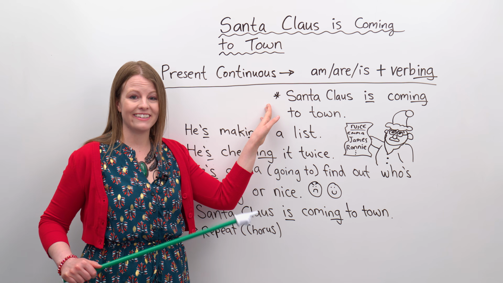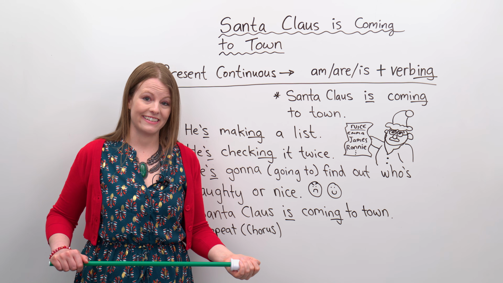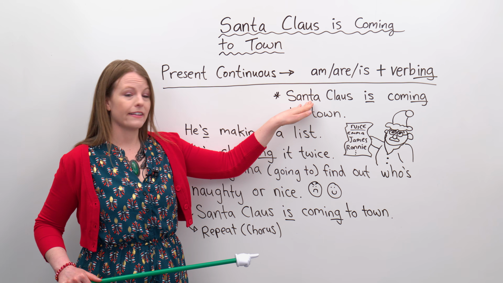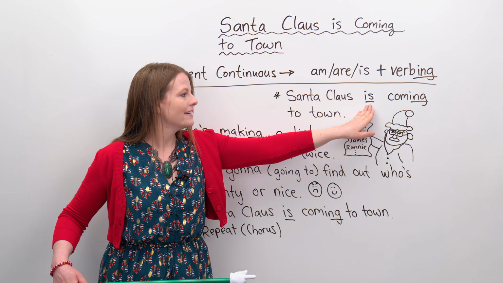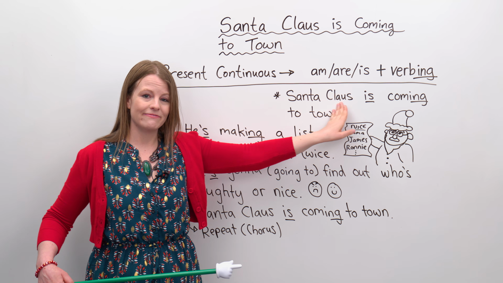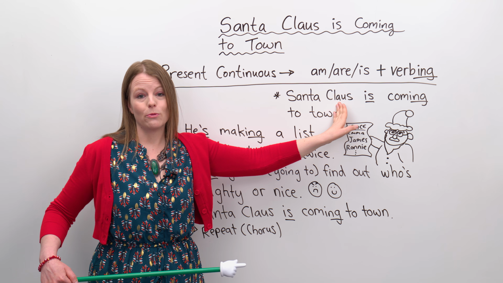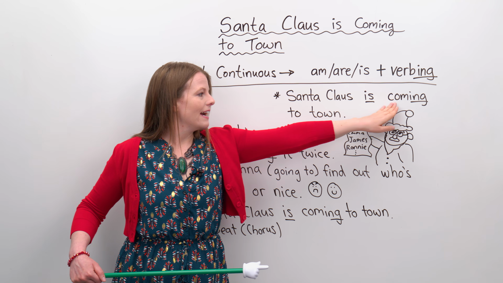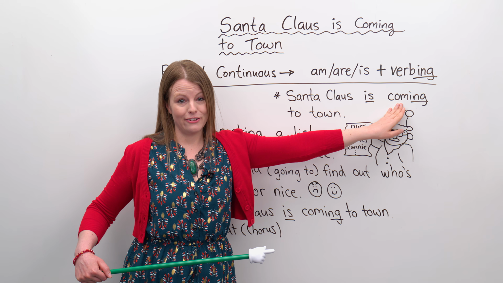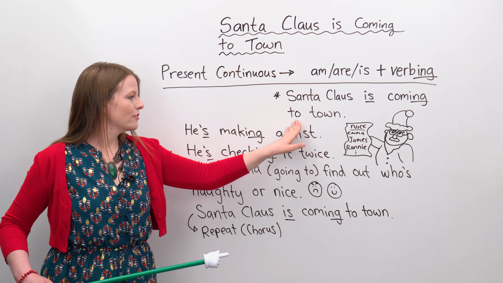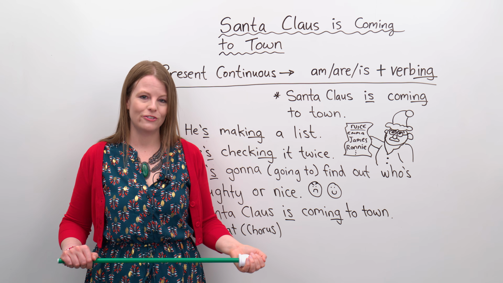Well, the very title, Santa Claus is Coming to Town, is a present continuous sentence. So we have Santa Claus, who's the subject. We have is, which is our be verb. And because Santa Claus is a he, we use is. If it was Mrs. Claus, we would still use is. And then we have our verb come. We add ing to it, so it becomes coming to town. Santa Claus is coming to town.